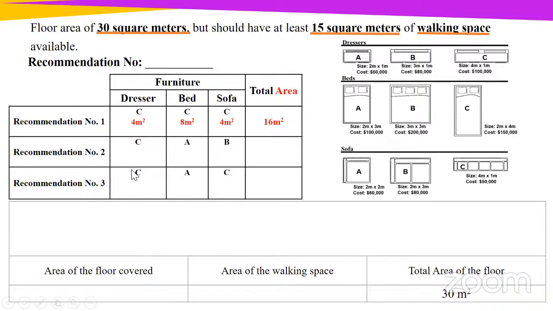Now, recommendation 2, we have dresser C, bed A, and sofa B. So let's find where those are on our chart and let us now complete the area. What would be the area for dresser C? And this should be pretty easy. I'm seeing 8 square meters in the chat. I'm seeing 4 square meters.